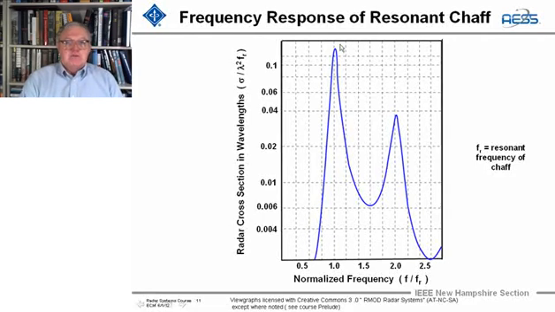And this is what the frequency response of resonant chaff is. Notice this is a log scale, and this would be a normalized frequency, the frequency that you're at relative to the resonant frequency of the chaff. And so here's where it peaks and it drops off. So what you're going to want to do is combine in one package, if you've got some radars at C-band, S-band, X-band, you're going to want to combine in an individual package different lengths so they'll cover the band.